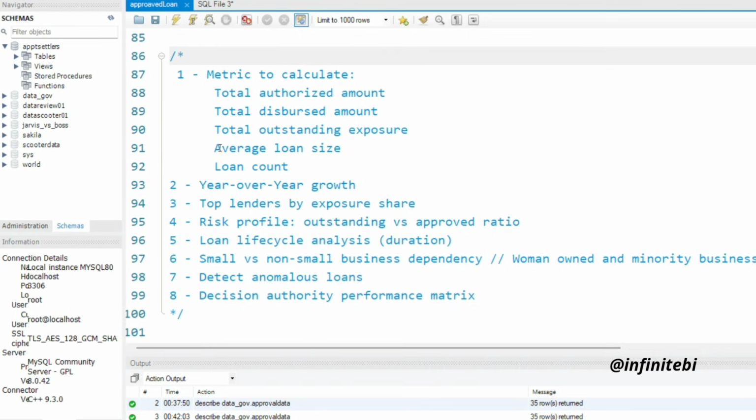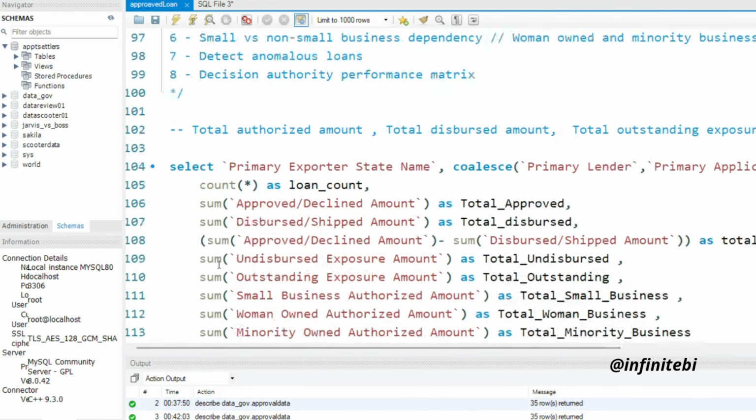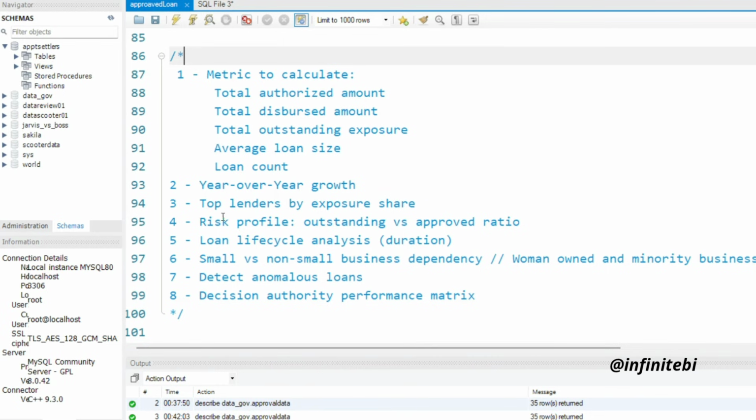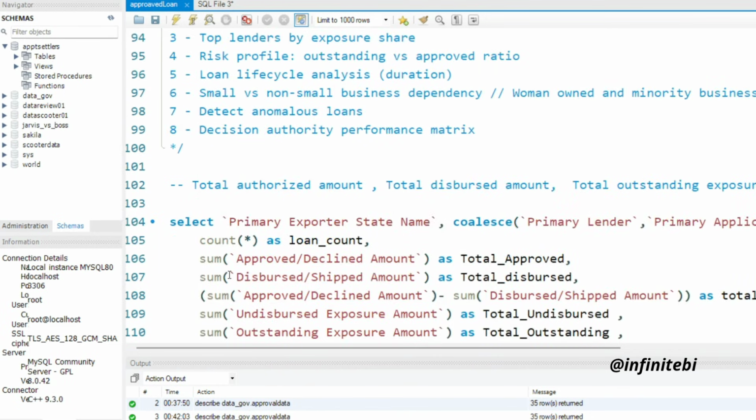First, I calculate some metrics like total authorized amount, total disbursed amount, total outstanding exposure, year over year growth, top lenders, and risk profile. I calculated all of those, and they are at the bottom. I put the list of what I'm going to do first, and I usually work like that. I look at what is expected of me and what I need to do, and from there I go and do my thing, right?